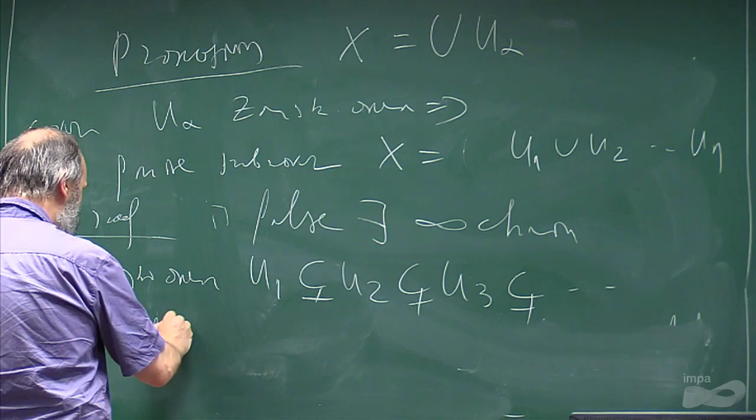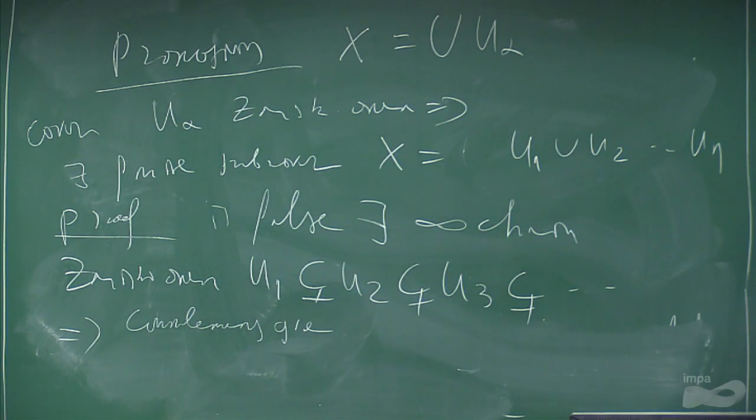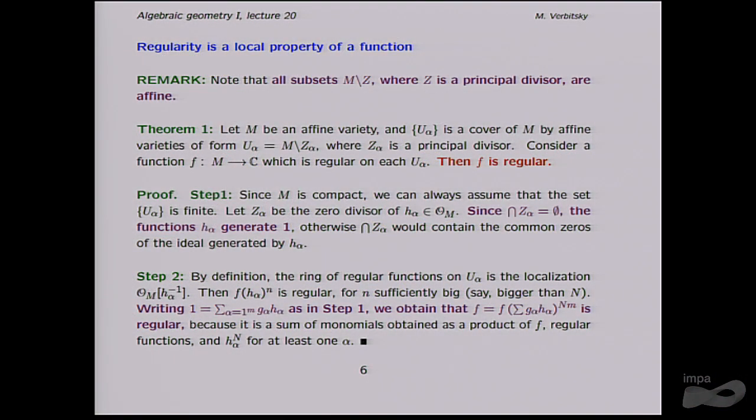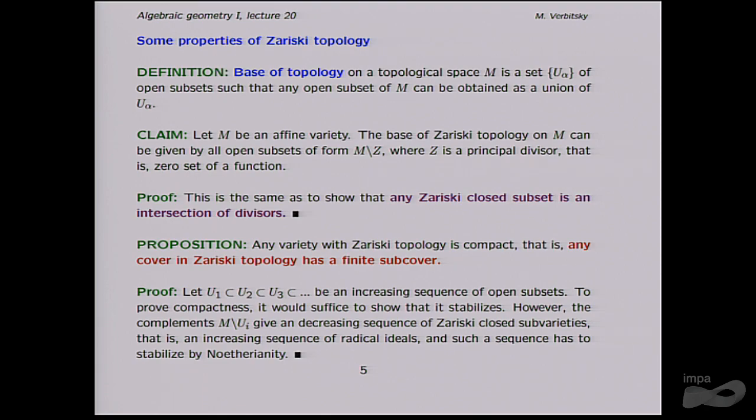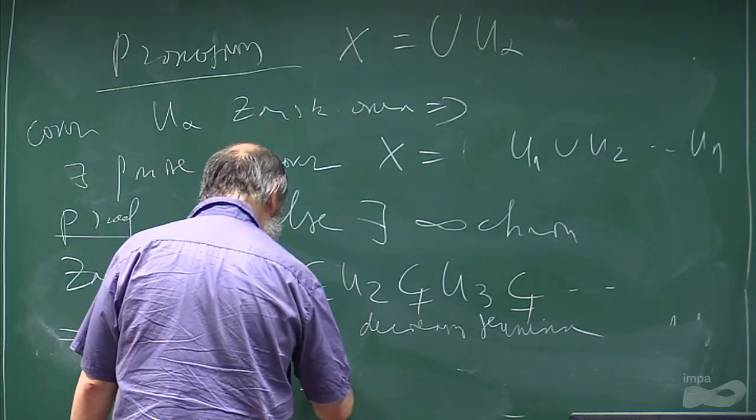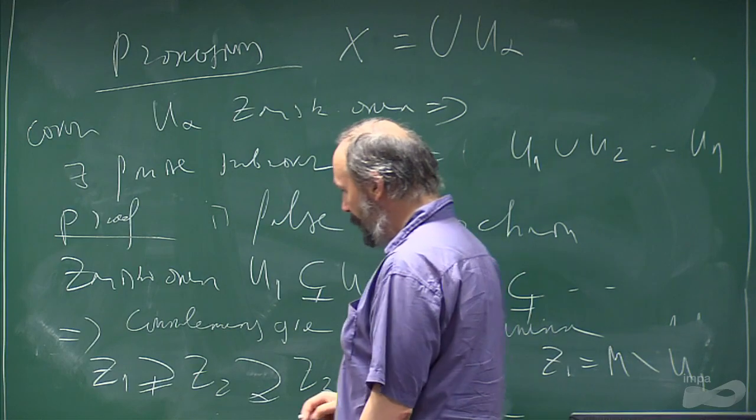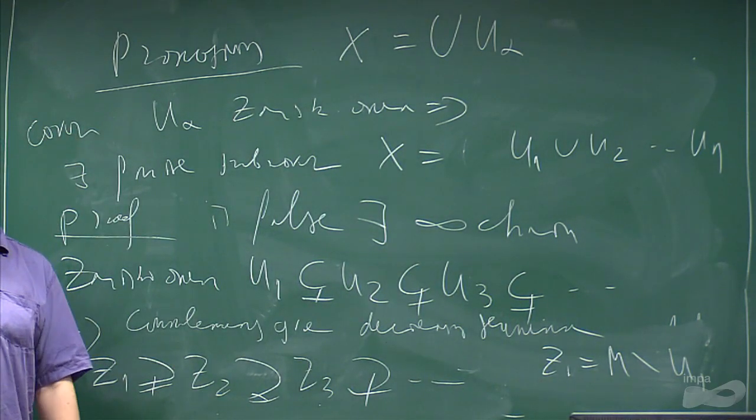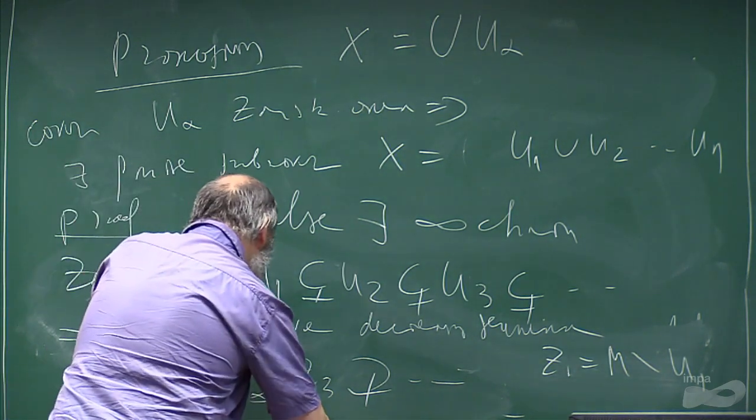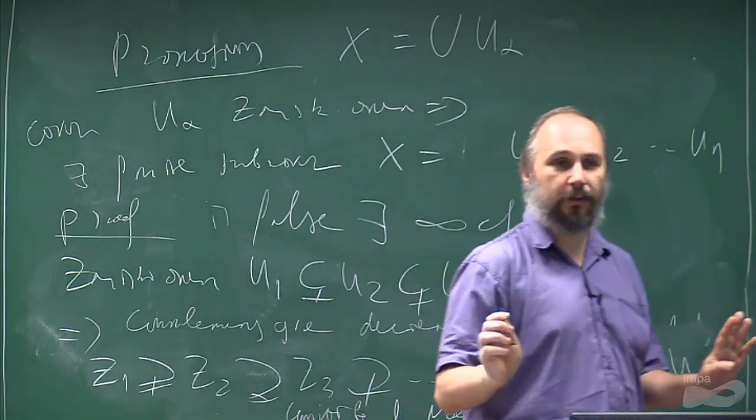Okay, the complements. Complements give a decreasing sequence. So you have Z1 containing, not equal to, Z2 and so on, where Z_i is M without U_i. This cannot happen because this would give you an increasing chain of ideals, which cannot happen. Am I clear? Questions, comments?